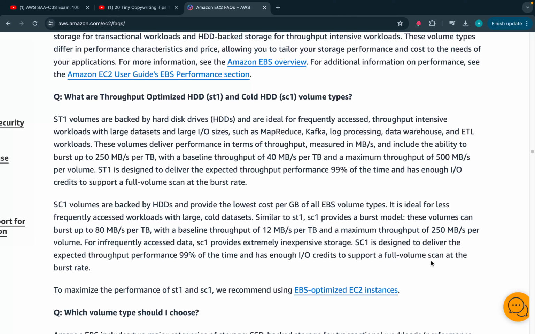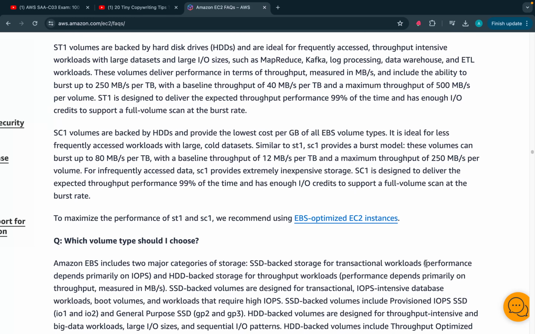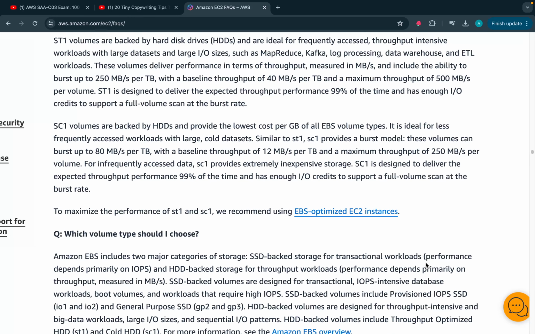These volumes can burst up to 80 MB per TB with a baseline throughput of 12 MB/s per TB and a maximum throughput of 250 MB per volume. So for infrequently accessed data, SC1 provides extremely inexpensive storage. SC1 is designed to deliver the expected throughput performance 99% of the time and has enough IO credits to support a full volume scan at the burst rate. To maximize the performance of SD1 and SC1, we recommend using EBS optimized EC2 instances.